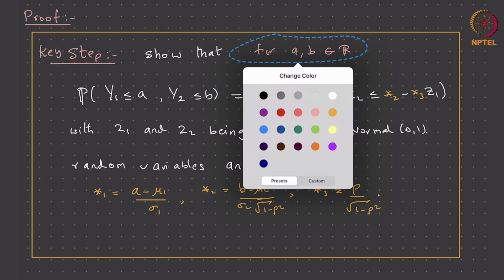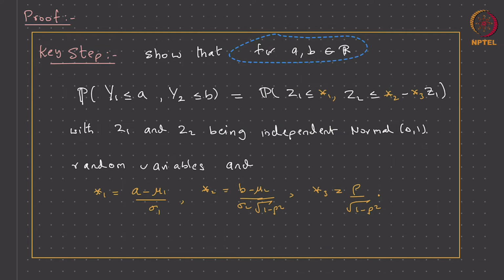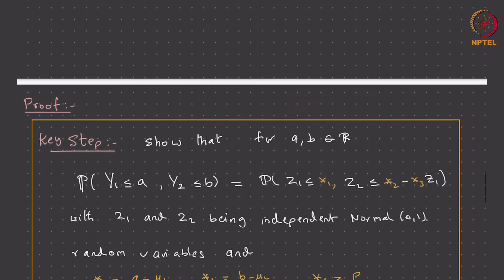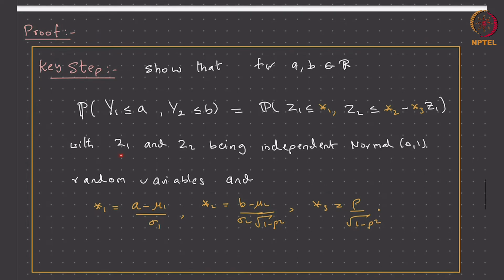Let me change the color to white so it's all consistent. So remember what y1, y2 were. y1, y2 were the random variables which we assume to be bivariate normal, with these corresponding means. Okay. So what I'll do is construct two random variables, z1, z2, which are independent, such that the probability of y1 less than or equal to a, y2 less than or equal to b is given by this expression, where *1, *2 and *3 are these numbers right here. Okay, that's the aim.